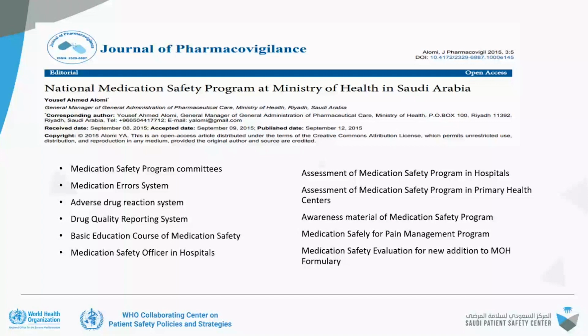This is very important to be compliant with the medication safety program. And also, as we discussed, a medication safety officer should be appointed. Then after that, we start with some elements of the medication safety program, like assessment of medication safety in the hospital and in primary care. Then we put in some medication error guidelines and medication safety guidelines, like pain management or drug evaluation. But this is the basic element of the medication safety program you have to start with.